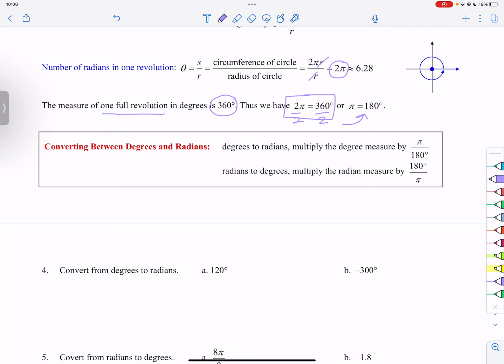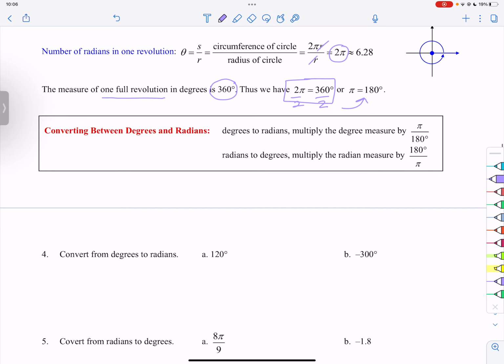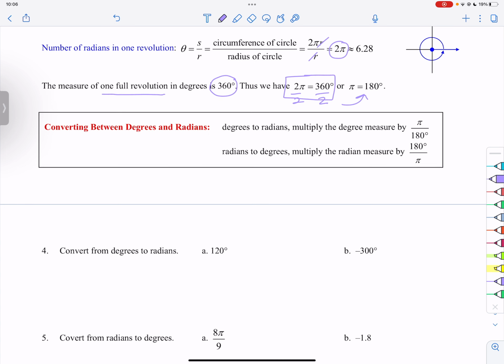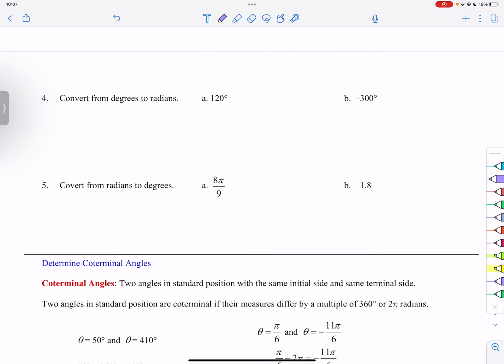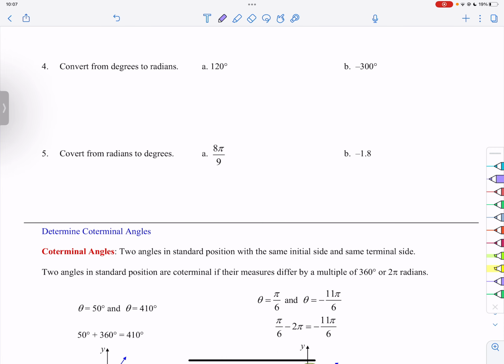Either way. Okay, so how are we going to convert between degree and radians? Just with what we have here. You can use pi over 180 degrees if you want to convert degree to radians, or if you want to convert from radians to degrees, starting with radians, you'll multiply by 180 degrees over pi. Make sure you're using your units. It makes everything a whole lot easier. Let's begin with converting from degrees to radians.